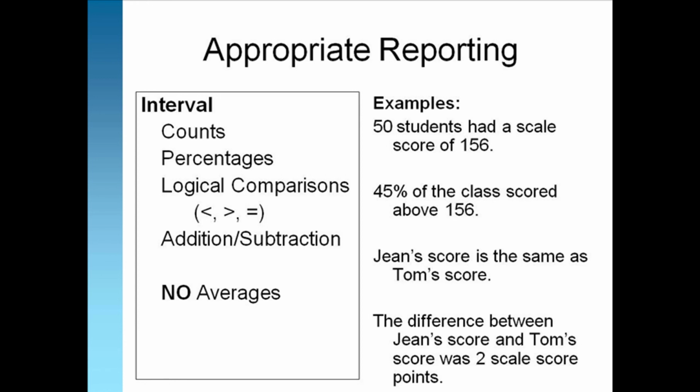Appropriate reporting for interval data includes counts, percentages, logical comparisons. Addition or subtraction can be used, but no averages. Examples are 50 students had a scale score of 156. 45% of the class scored above 156. Jean's score is the same as Tom's score. The difference between Jean's score and Tom's score was 2 scale score points.